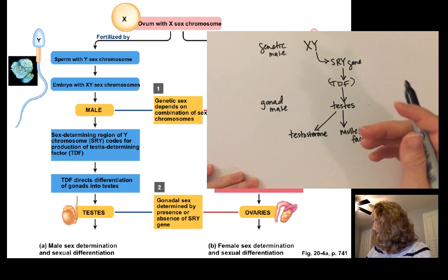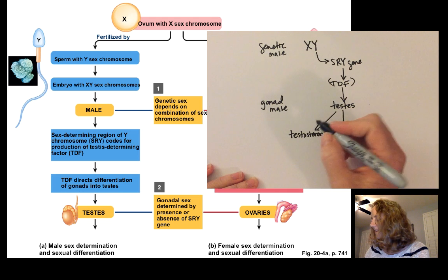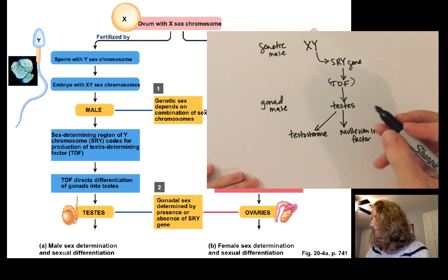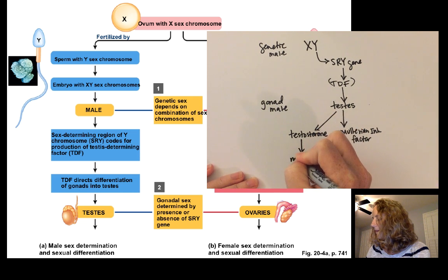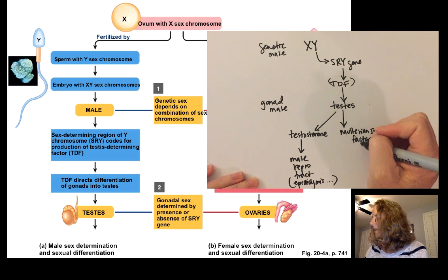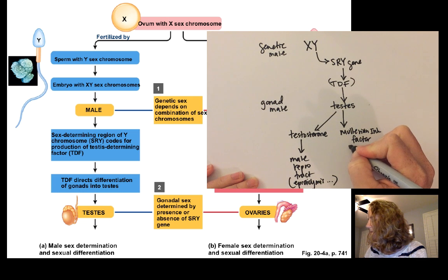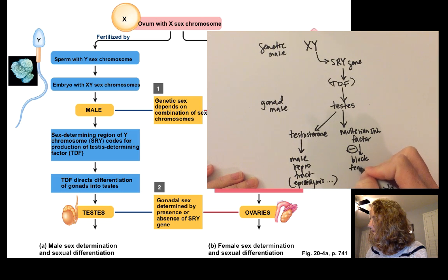In order for the testes to be appropriately signaling to the reproductive tract. So testosterone will lead to male reproductive tract, that is epididymis, etc. Müllerian inhibiting factor is to block or prevent the production of female reproductive tract.